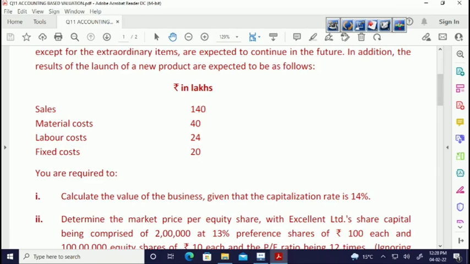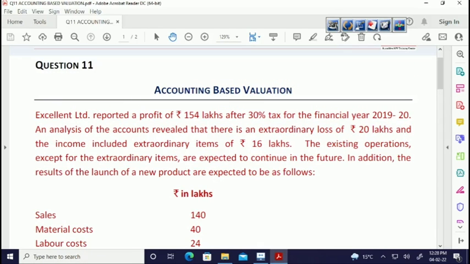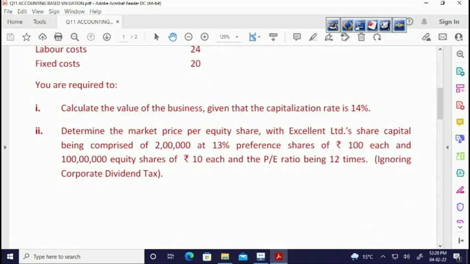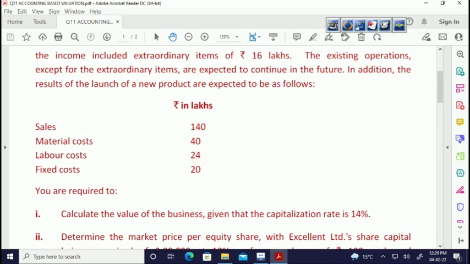224 was existing. So 224 plus 56 is 280. And what's the tax rate? 30%. So 280 into 0.7 is 196. 196 is the after-tax profit. Calculate the value of the business given the capitalization rate of 14%. So 196 divided by 0.14. Value of the business is sustainable earnings divided by capitalization rate. 196 by 0.14, 1400 answer. 1400 lakhs is the value of the business.